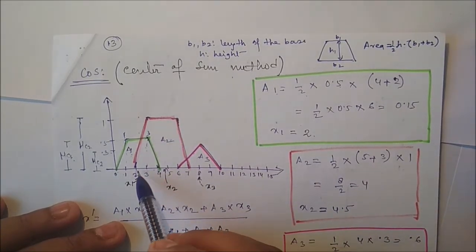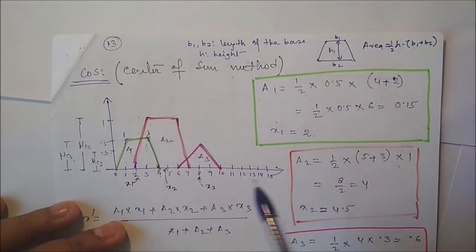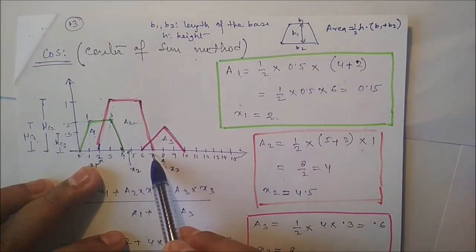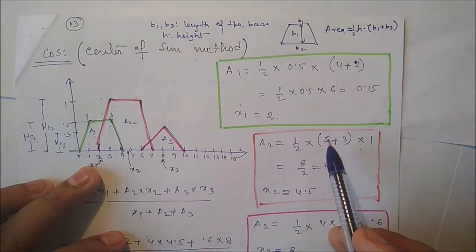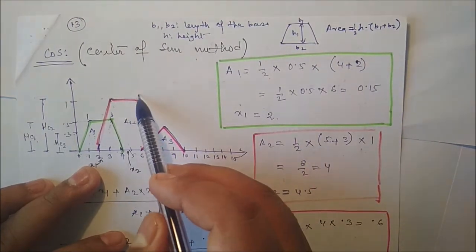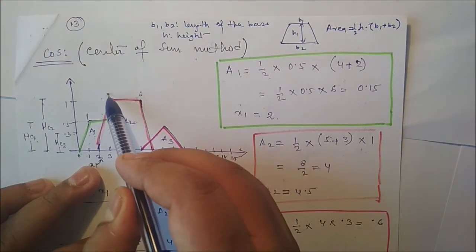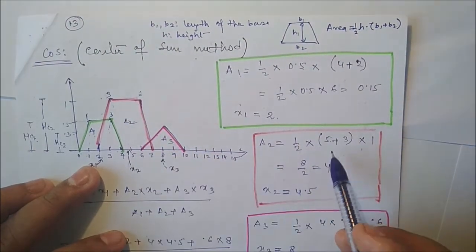You can see the middle value of this A1 is x1, that is 2. Similarly, for A2, how do we calculate the area of A2? It is 2 and 7, so 7 minus 2, it is 5, and you can see 6 and 3. So 6 minus 3, it is 3 on the x part.